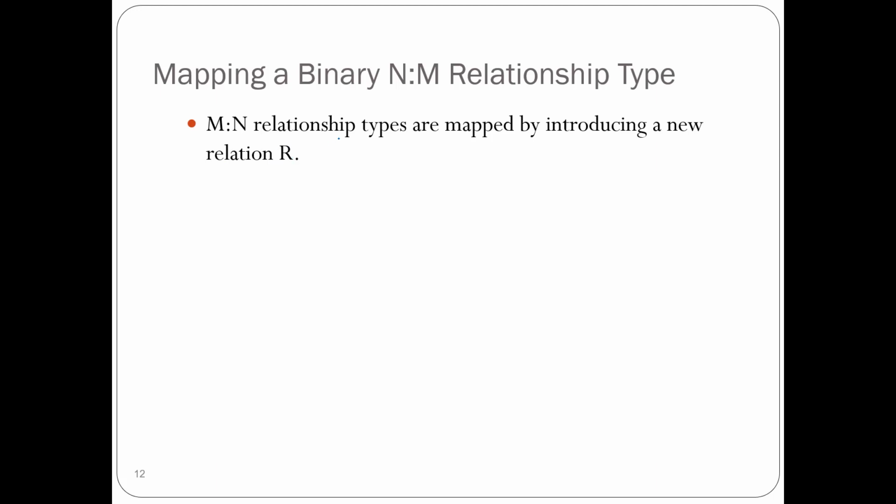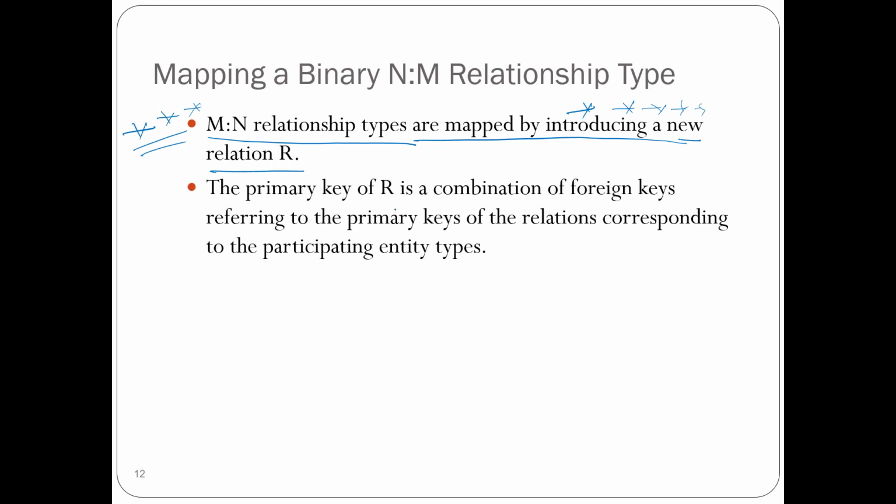So M to N relationship types are mapped by introducing a new relation R. This is going to be interesting. In the earlier two relationship types that we saw, which were binary 1 to 1 and binary 1 to N, we did not create any additional relation for the relationship. Here, for M to N relationship type, they are mapped by introducing, star means important, okay? Introducing a new relation R, okay, fine.